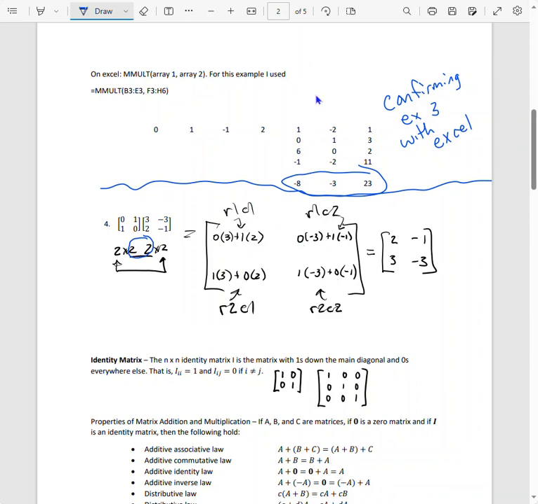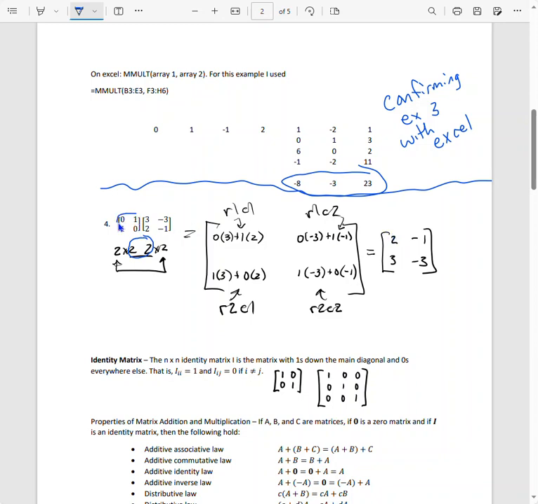And here, instead of doing it off to the side, I did it inside the matrix itself. So this is row 1, column 1 of our answer. So we'll take row 1 and we'll multiply by column 1. 0 times 3, 1 times 2. That's 0 plus 2, which is a 2.